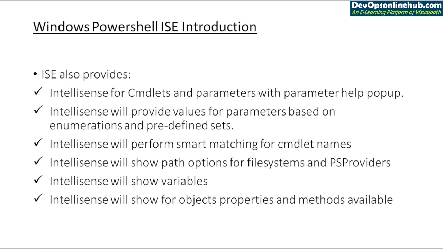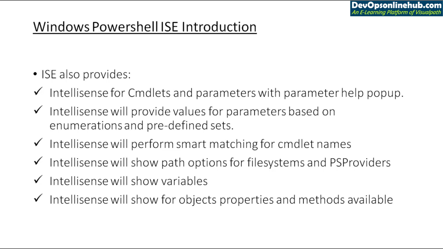If you are using the ISE, it will provide IntelliSense for cmdlets and parameters with a parameter help pop-up. Okay, so in PowerShell, like in .NET as well, it will provide IntelliSense. If you declare any variables, or if there are any cmdlets already available, then it will show them with that IntelliSense. You can select them, write your code, and proceed further.